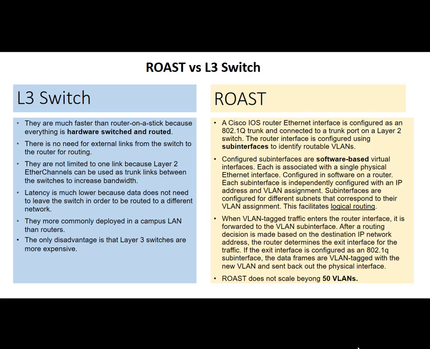Router on a stick, or ROAS, uses sub interfaces and a router. The Cisco IOS router Ethernet interface is configured to function as a trunk interface, so it does 802.1Q tagging. It's connected to a trunk port on a layer 2 switch, and for every VLAN on your network, you use a sub interface. For example, if I have VLANs 10, 20, 30, and the interface is G0/1, I will create G0/1.10, G0/1.20. Each sub interface is created corresponding to the VLAN.